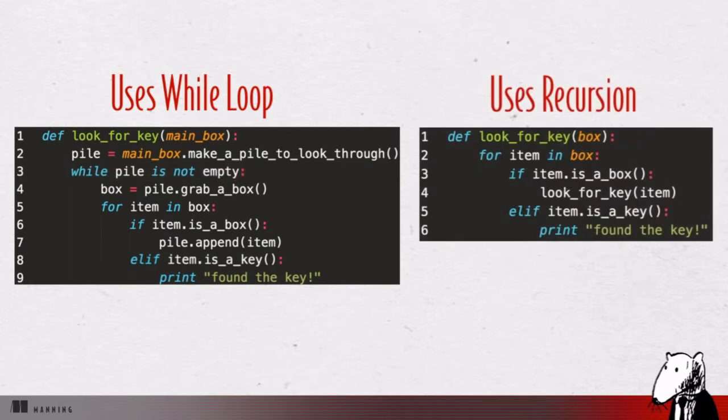The second way uses recursion. Recursion is where a function calls itself. Here's the second way in pseudocode. First, we check the box passed into the function and go through each item in the box. If the item is a box, then we pass the box into the function again. If the item is a key, then yell to everyone excitedly, "Found the key!" Both approaches accomplish the same thing, but the second approach seems cleaner.